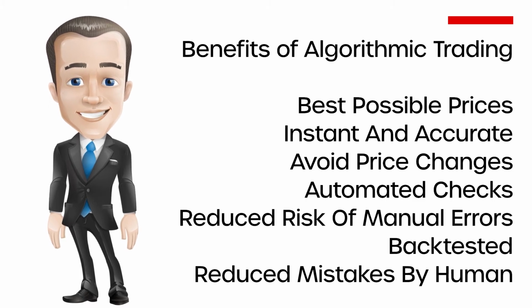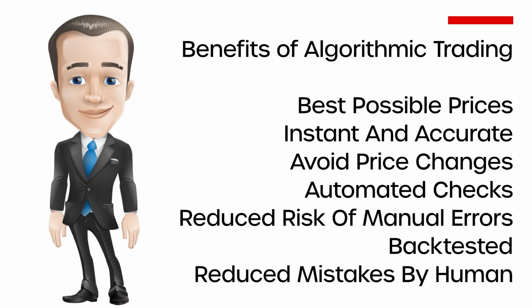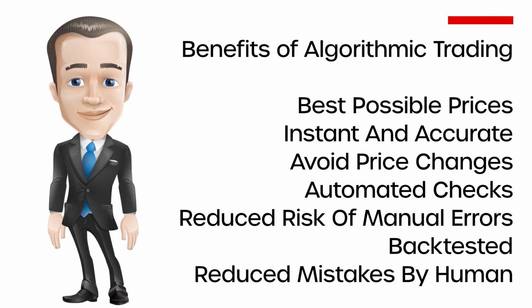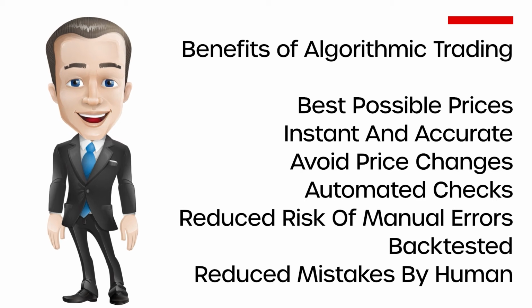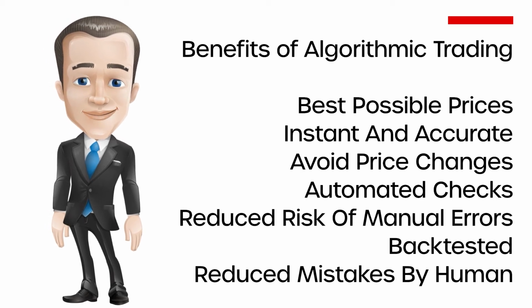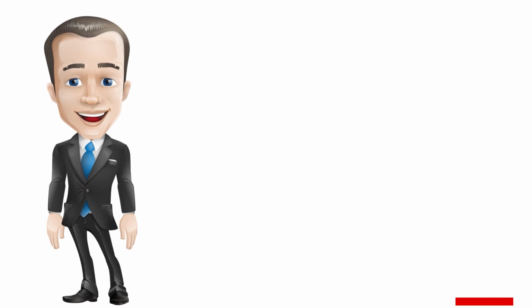Trade order placement is instant and accurate. That is, a high chance of execution at the desired levels. Trades are timed correctly and instantaneously to avoid significant price changes. Reduced transaction costs. Simultaneous automated checks on multiple market conditions. Reduced risk of manual errors when placing trades. Algo trading can be backtested using available historical and real-time data to see if it's a viable trading strategy. Reduced possibility of mistakes by human traders based on emotion and psychological factors.